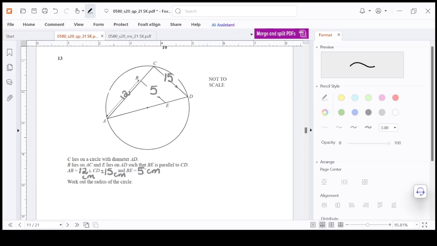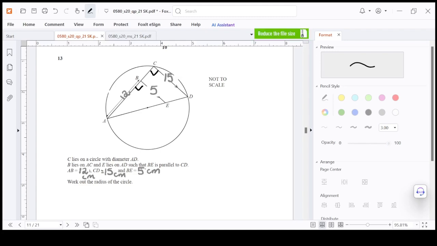Okay. Next part is C lies on the circle with diameter AD. Now, if this is the diameter, that means the angle subtended from the diameter is always 90. So that's a 90-degree angle. B lies on AC, and E lies on AD such that BE is parallel to CD. Now, if these two lines are parallel, that means we have corresponding angles being formed here, so this angle is also 90 from corresponding angles.